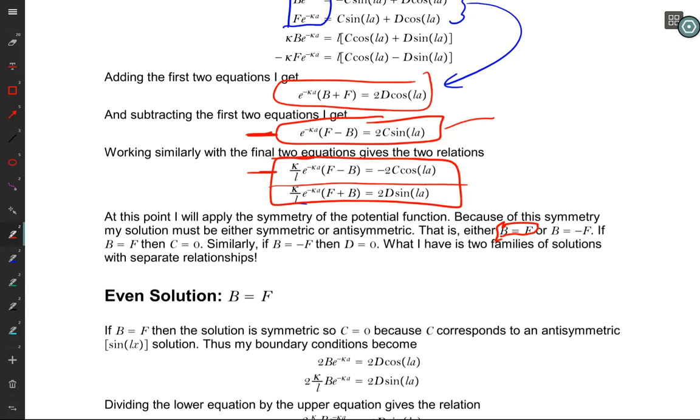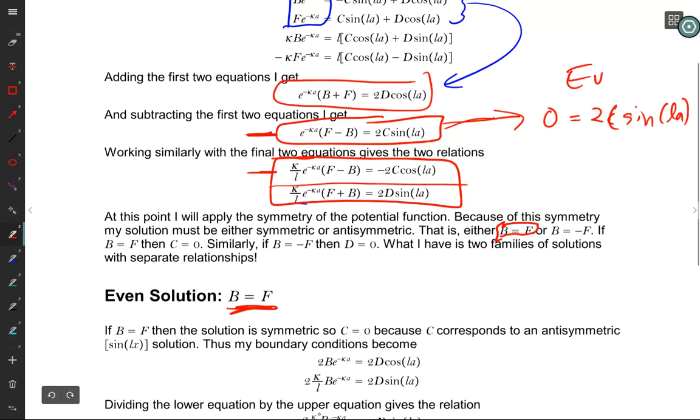Where were you pointing? Okay, so for the even case, if b equals f, then you take this equation right here, and you have 0 is equal to 2c sine of LA, for the even solution. And so that can only be true if c equals 0 or LA is equal to n pi. So we get that from one of the equations.